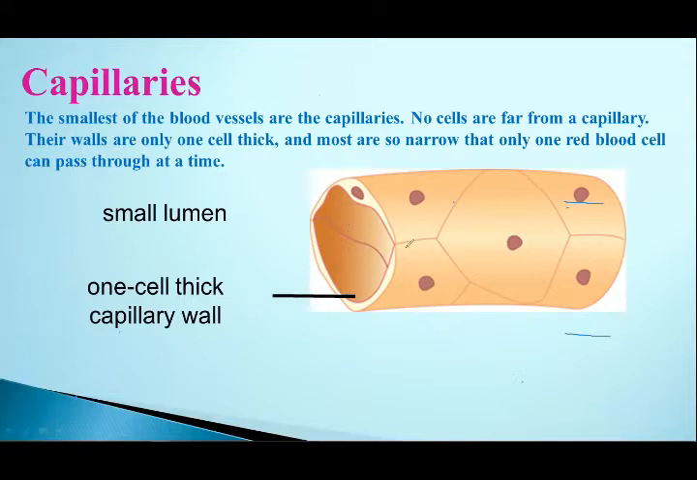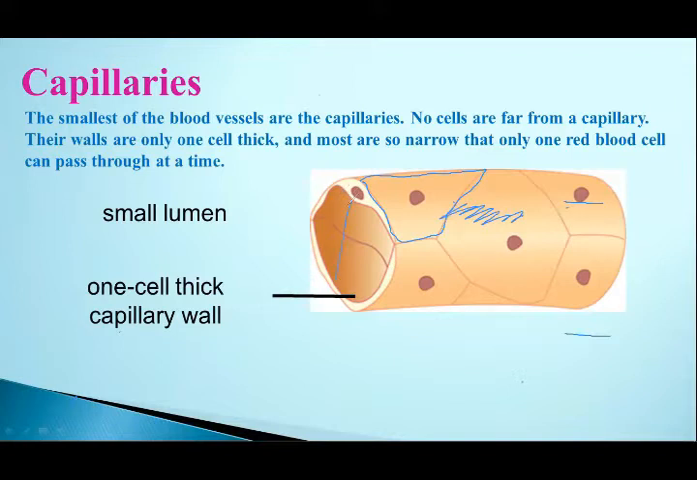Please have a look. If you look into their wall, there are only single cells that you can find here. So if you look into their wall, they are basically having single cells here, right? So these are basically single cells. This is also another single cell, right? So in this way, what you can see, the thickness is just a single cell.